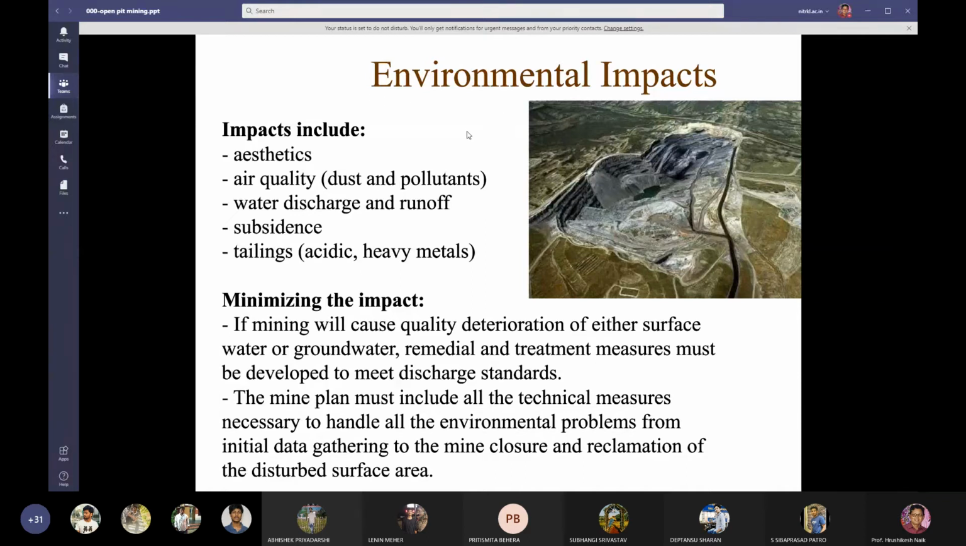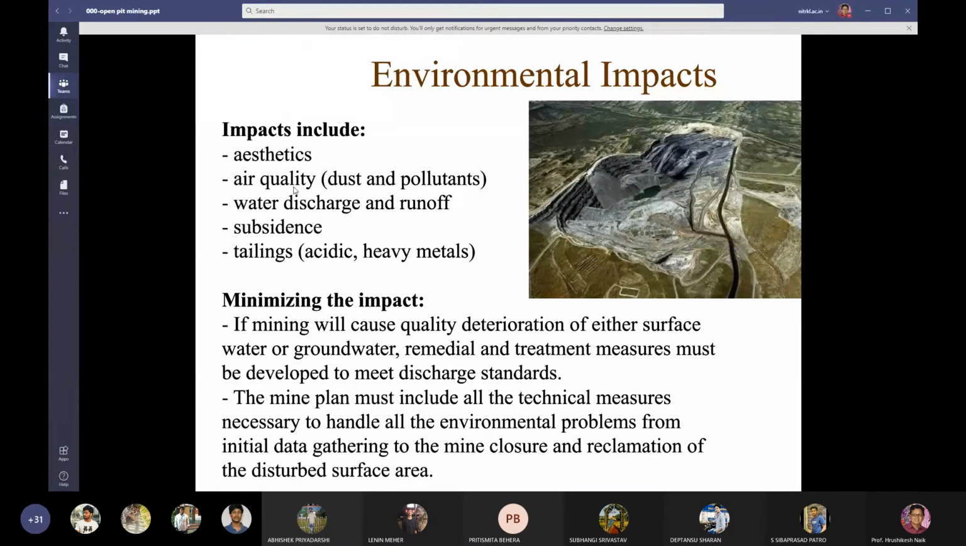Environmental impact due to open pit mining. What are the impacts? The aesthetic beauty of the earth is destroyed. If you go for open cast mining, the beauty of the land is destroyed. Aesthetic beauty is destroyed because of the surface mining activity.